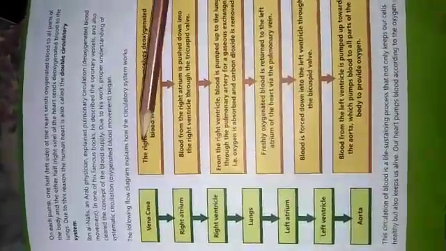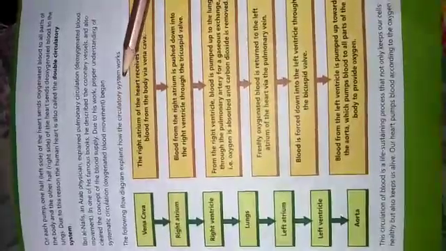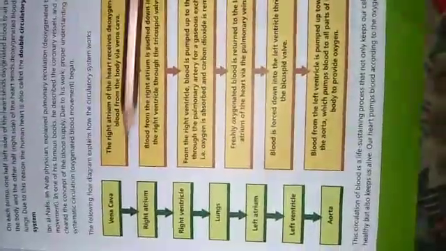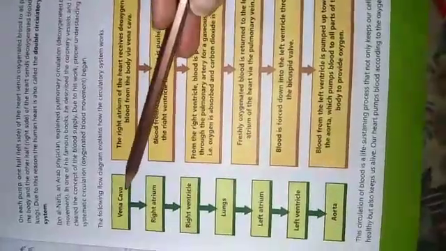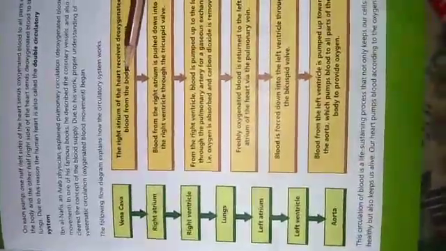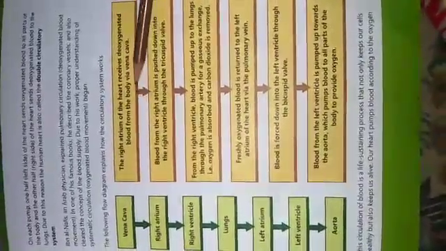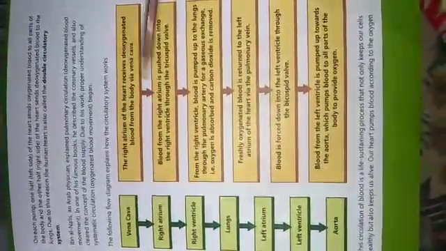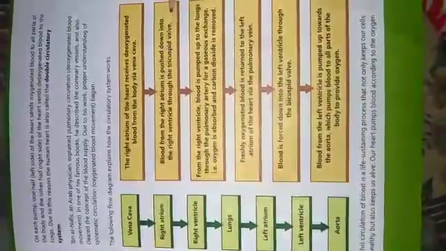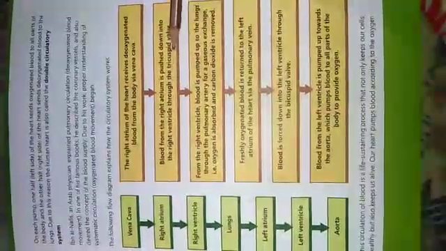Okay, the following flow diagram explains how the circulatory system works. So this is a diagram. Look at this diagram carefully. Vena cava, right atrium, then right ventricle, lungs, left atrium and left ventricle, and then aorta. The right atrium of the heart receives deoxygenated blood from the body via vena cava. Okay, from the right atrium, blood is pushed down into the right ventricle through the tricuspid valve.